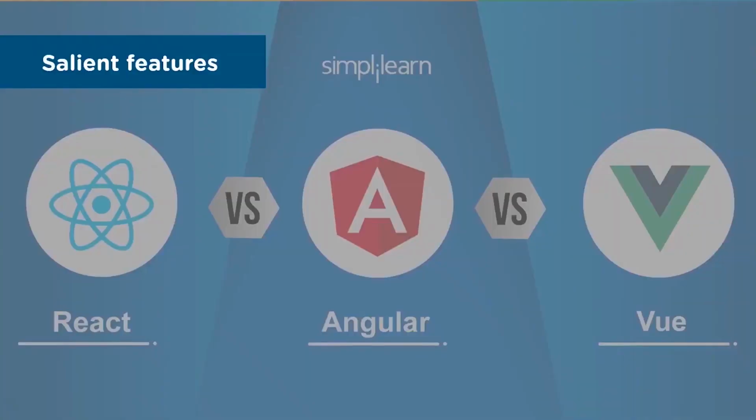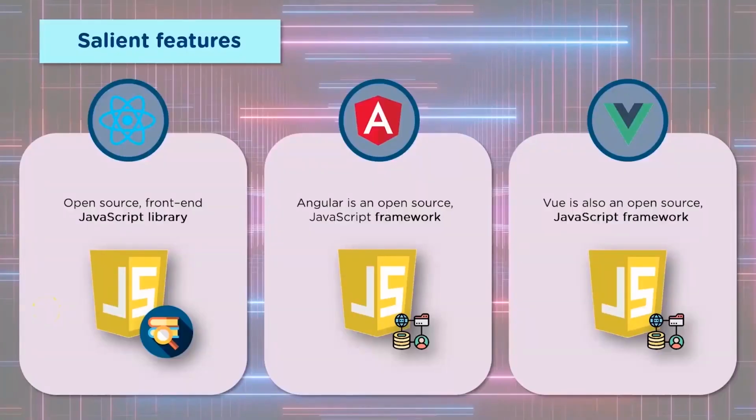First, we'll look into the salient features. Now, React is a front-end JavaScript library, while Angular and Vue are JavaScript frameworks. Now, although the terms library and framework are used interchangeably, they're significantly different. A library is a set of classes or functions, and the user is in complete control to call them. Frameworks, on the other hand, are like models. They have limited choices and come with a blueprint of their own, and as a result, the user doesn't have much control.